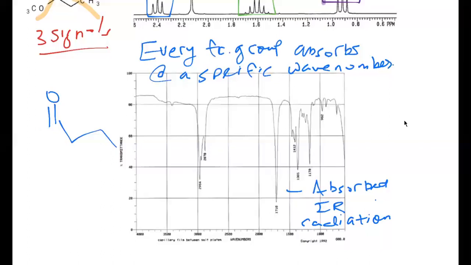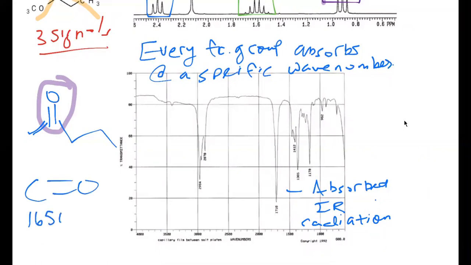All right. What the major stretches are going to be is the carbonyl stretch, which is this C double bond O. That's going to show up somewhere between, let me say, 1650 to 1800 reciprocal centimeters. That's what the wave numbers down here are measured in, reciprocal centimeters. That's 1 over the wavelength.